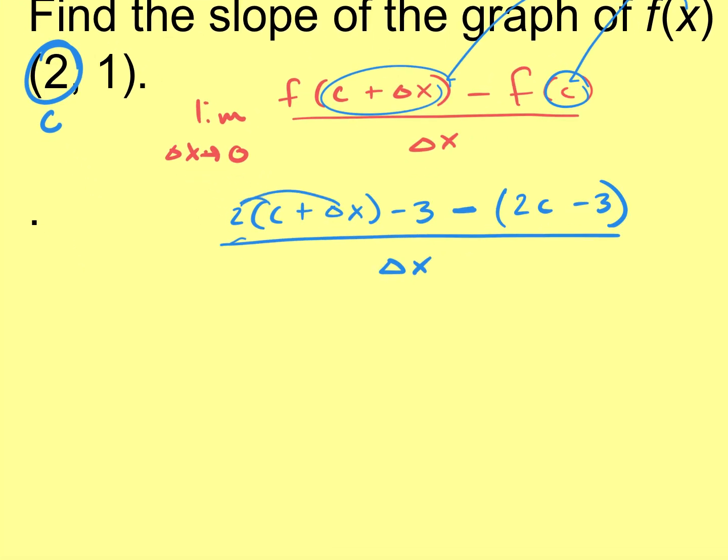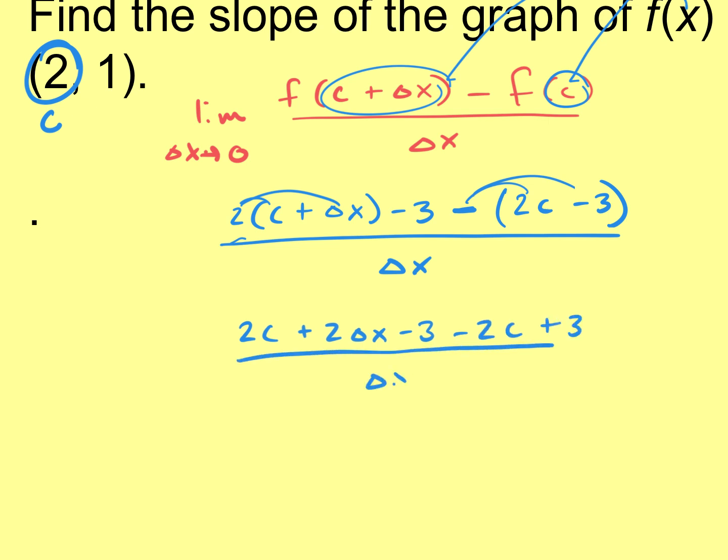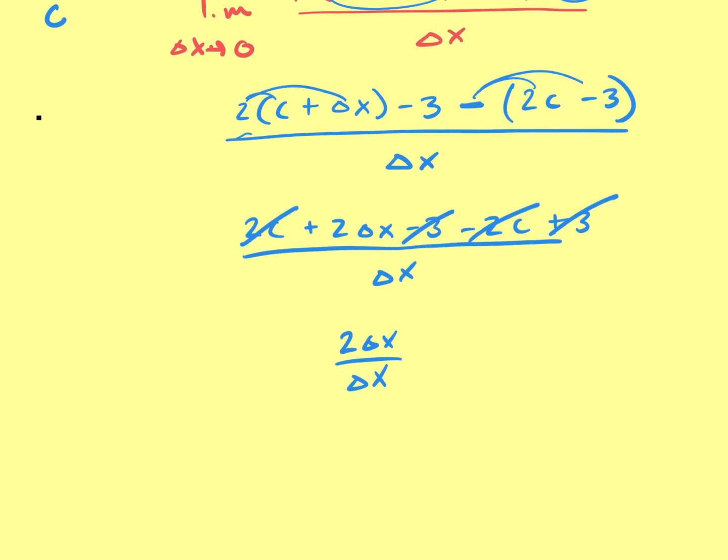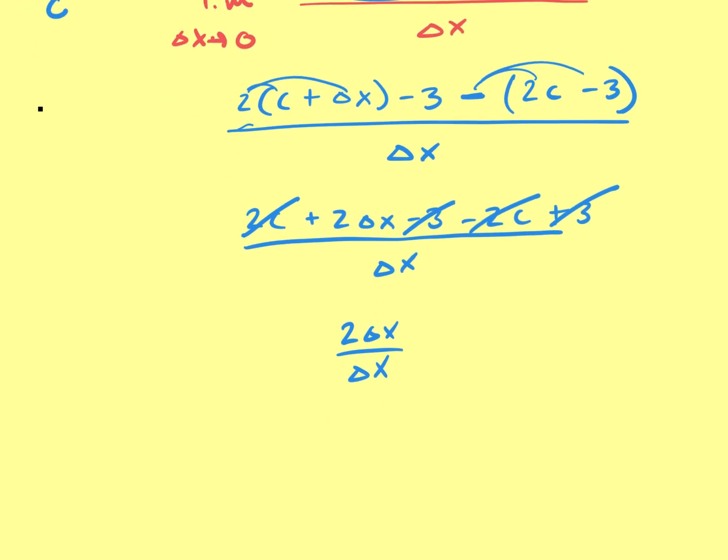So let's distribute the 2. We get 2c plus 2 dx minus 3. I'm going to distribute the negative here. So minus 2c plus 3 over dx. 2c's cancel, 2c minus 2c. And negative 3 plus 3 will cancel. So we're left with 2 dx over dx, which simplifies to what? 2.